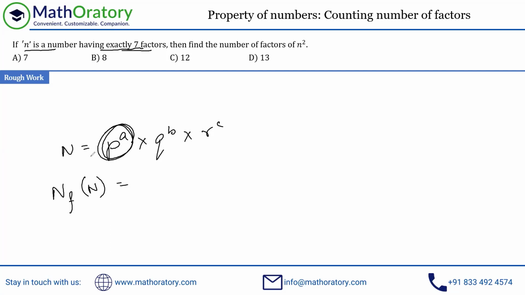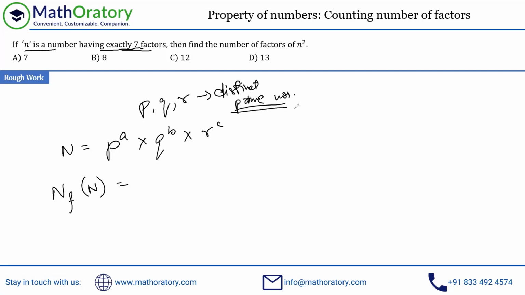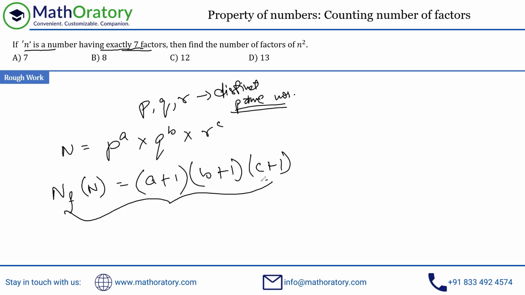Just check this out. For p to the power a, consider that p, q, r are all distinct prime numbers. For p to the power a, all the factors range from p to the power 0 to p to the power a, right? So there will be a plus 1 possibilities, because of p to the power 0. Corresponding to that, this will have 0 to b, that is b plus 1 possibilities. So the number of factors is given by something like this. This is the basic idea of using the number of factors.